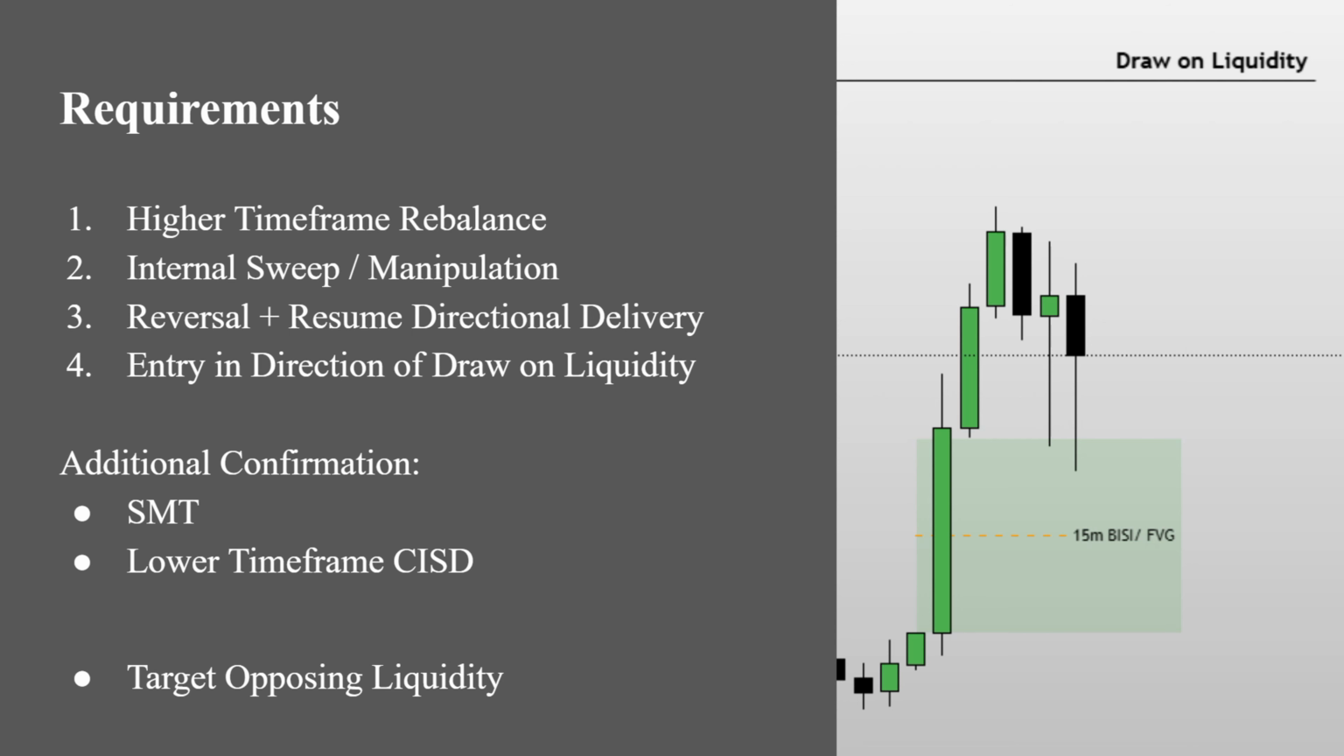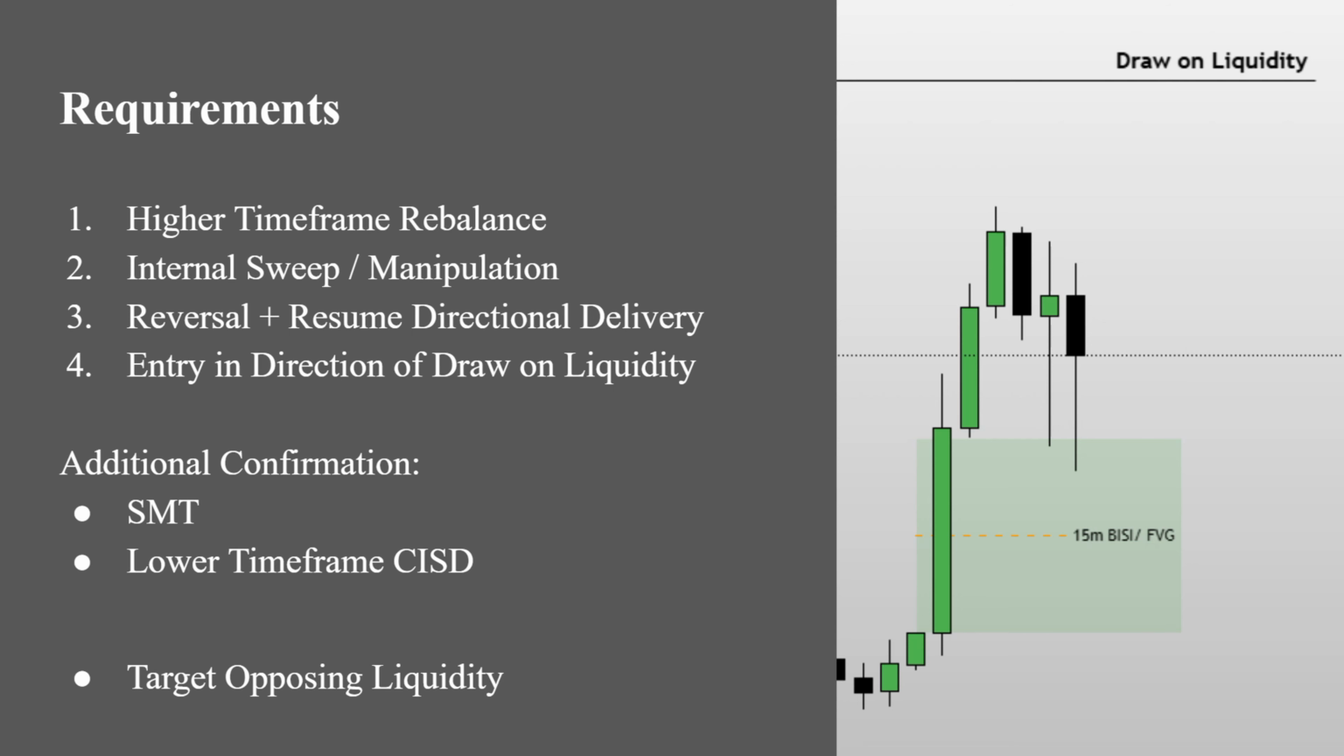Additional confirmations are SMTs. And I put lower time frame change in the state of delivery because the higher time frame directional move, you will often be joining in on that. But when price retraces, you can often get those lower time frame changes in the state. And why I put it as an additional confirmation is that the majority of the time, when you get that internal sweep, that next leg up will change the state of delivery on the lower time frame. It will form that move that breaks above a high, breaks above that body's high that formed that lower low.